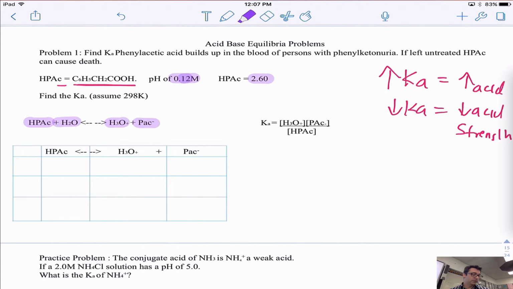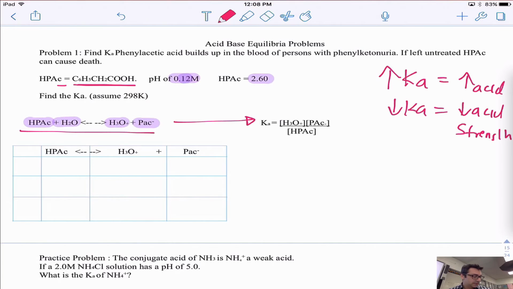Now I wrote an equation down here, and what we can do also is write a Ka for this. This is just like any other K, except A stands for acid. It's the products, so we have H3O+ times PAC- over the reactants, HPAC. Notice I leave out the water. Why do I leave out the water? Anybody know that one? You can tell me in class why we leave out the water.